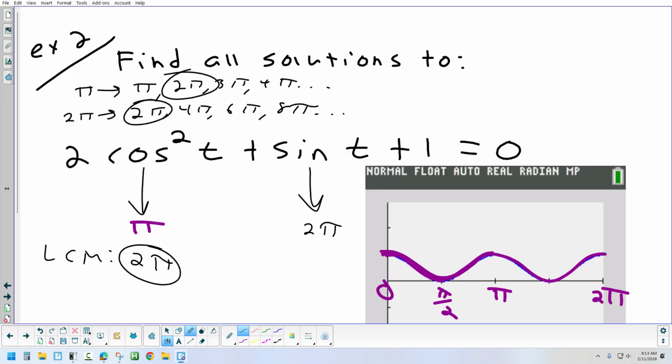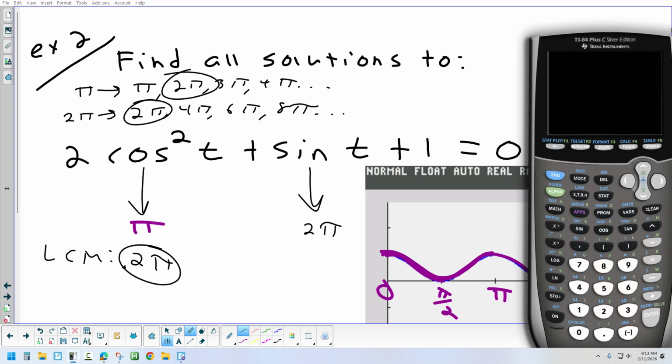That's important because it tells us what to set the window at, and it tells us what we need to add on the end of every answer we find. If we can't figure this out, then we're going to be stuck at this step. But that's how you do it. All right, so I've got my least common multiple. What do you think I'm going to do next?